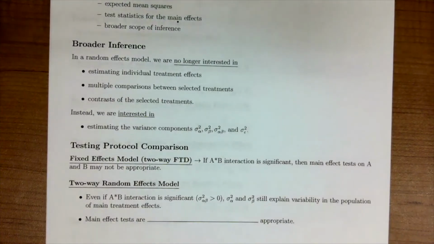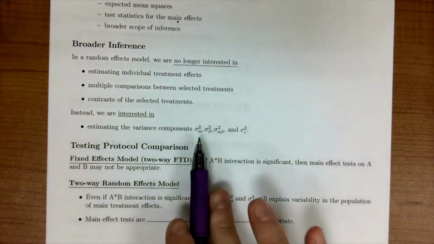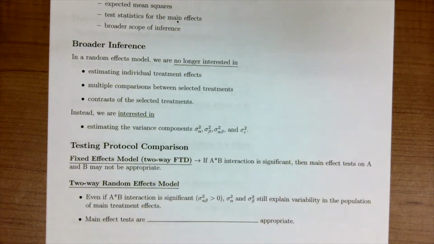In a random effects model, we're no longer interested in estimating individual treatment effects. We don't care about maybe treatment 1 compared to treatment 2, compared to treatment 3, compared to treatment 4, or even just estimating individual treatment effects. Because we're not interested in estimating individual treatment effects, there's no point in doing multiple comparisons or those contrasts, okay? What we are interested in is estimating the variance components seen here, okay?